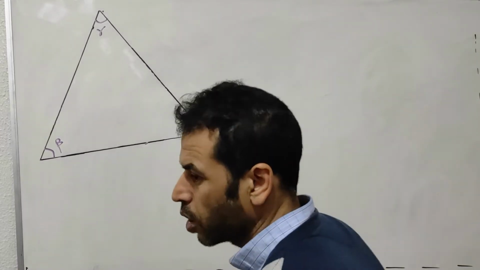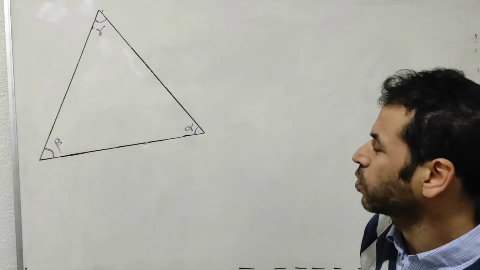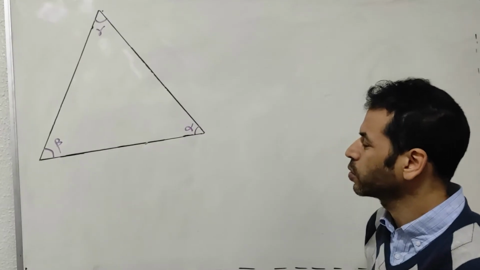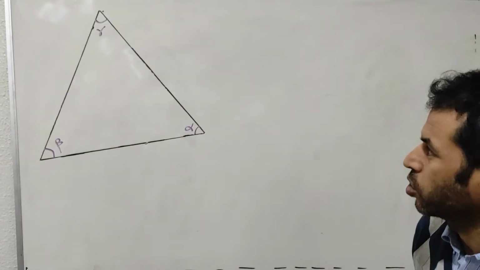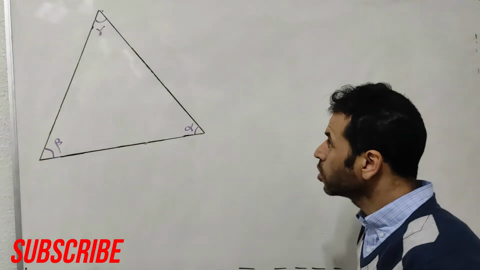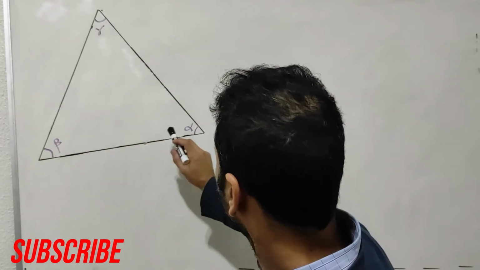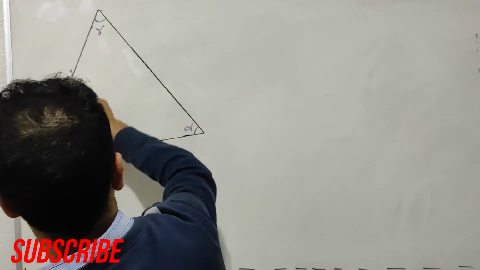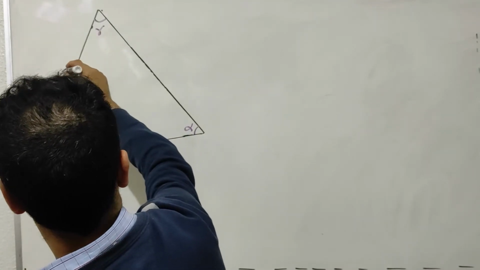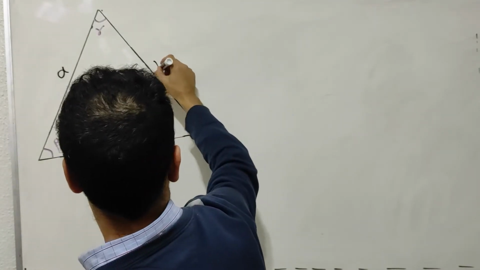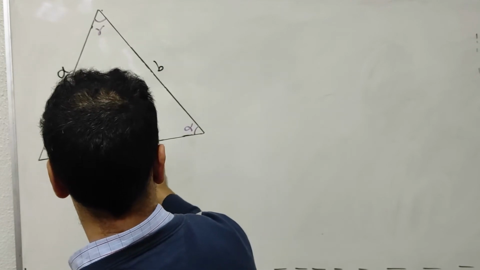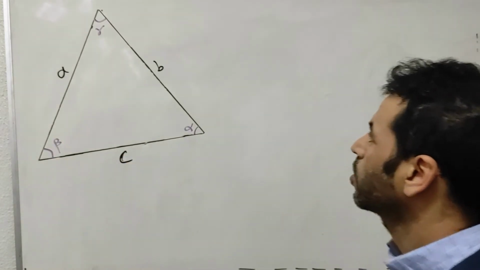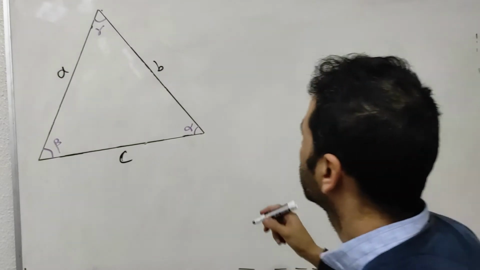Hi, in today's video I'm going to do a more important and useful geometry problem regarding triangles. In this one we have a triangle alpha, beta, gamma. Let's call this side length of this triangle A, this one B, and this one C. The formula that I'm going to prove today is this one.